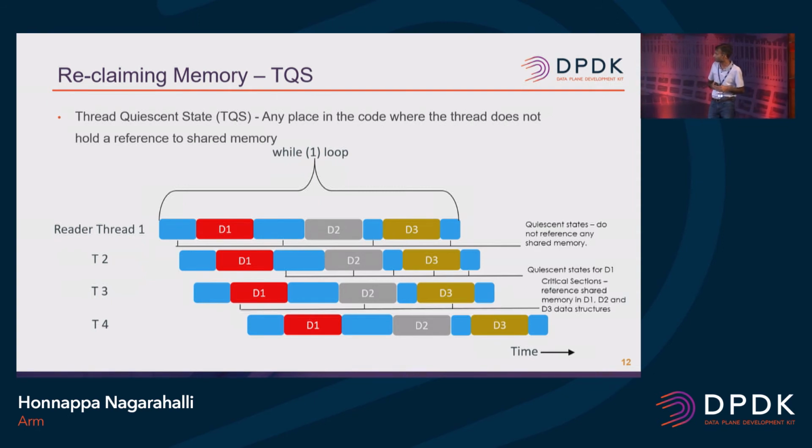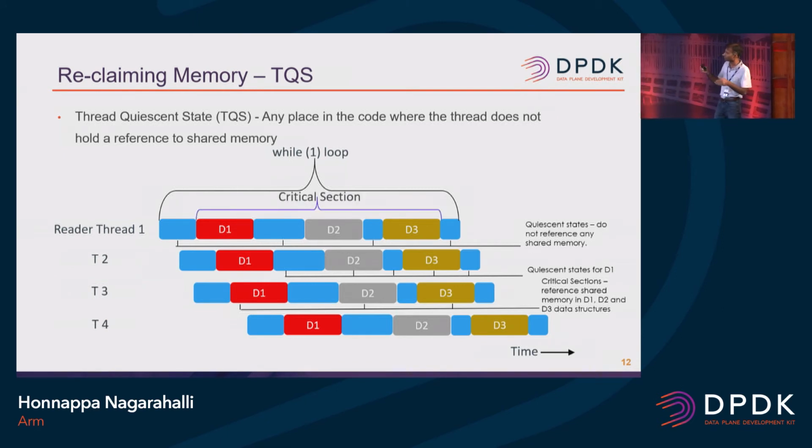And then one application might say that for the data structure D1, the rest of them are quiescent states. So D1, D2, D3 are basically critical sections where the thread has a reference to those respective data structures. Some applications might say that the beginning and the end of the while loop are quiescent states, and anything in between is a critical section. So it groups all the data structures and says, this is my critical section. It is up to the application as to how it defines its quiescent state.